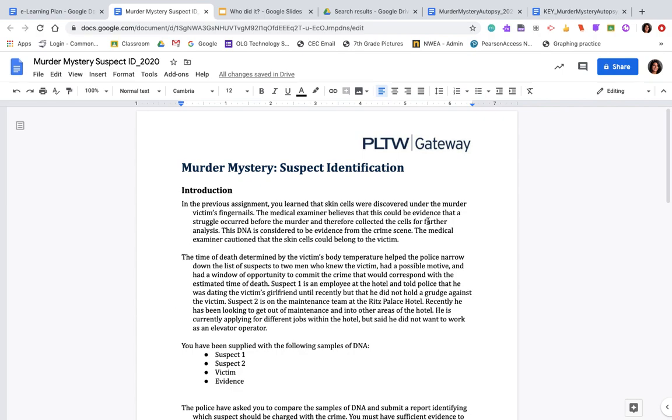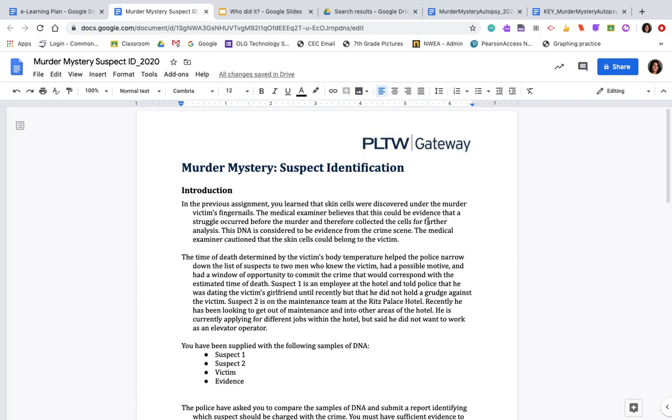Okay, so let's read the introduction together. In the previous assignment, you learned that skin cells were discovered under the murder victim's fingernails. We just talked about that. The medical examiner believes that this could be evidence that a struggle occurred before the murder and therefore collected the cells for further analysis. The DNA is considered to be evidence from the crime scene. The medical examiner cautioned that skin cells could belong to the victim. So it could be the victim's, like we talked about scratching your face, or just your cells underneath there.